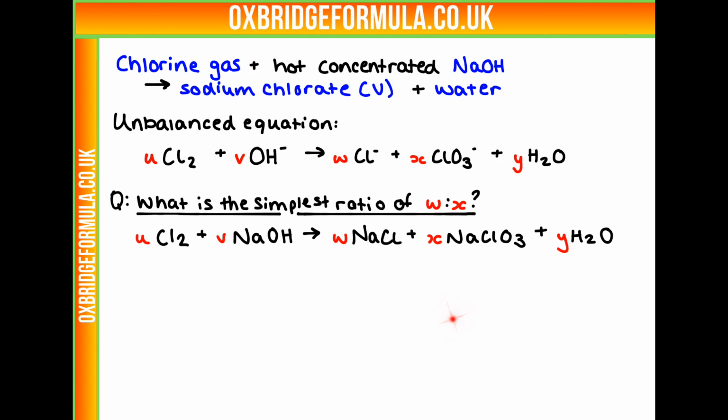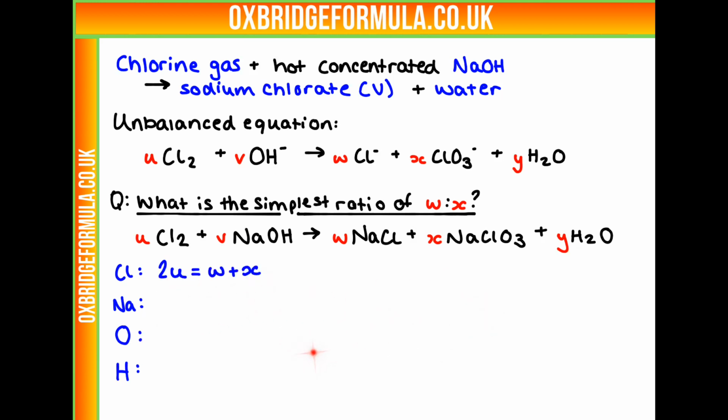Now for this algebraic method, for each of the elements, I'm going to write how much is on the one side equal to how much is on the other side. So for example, for our chlorine, we have 2U on this side, and we have W on this side plus X on this side. So 2U equals W plus X.